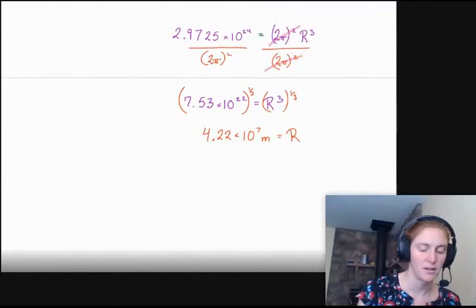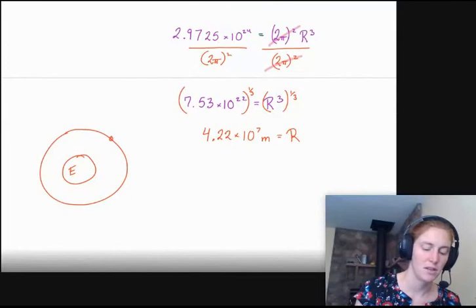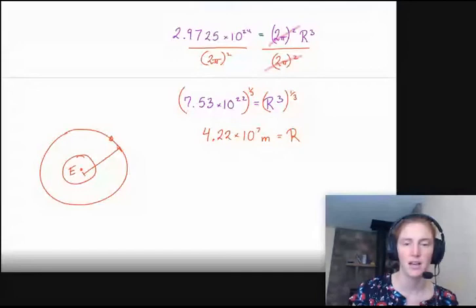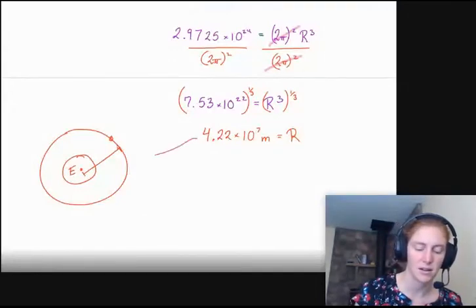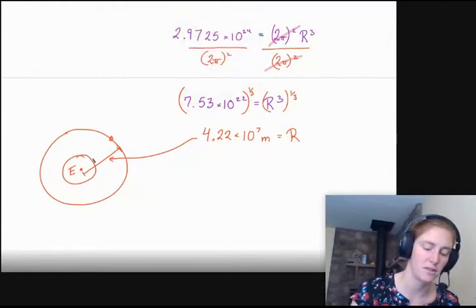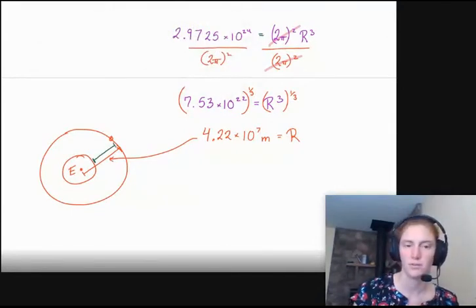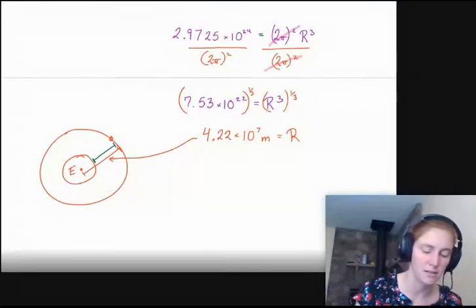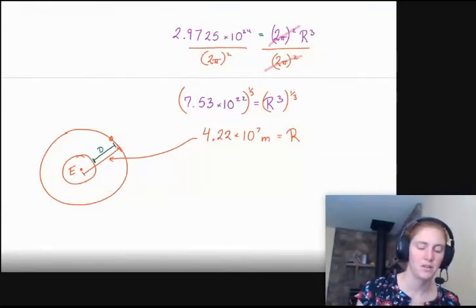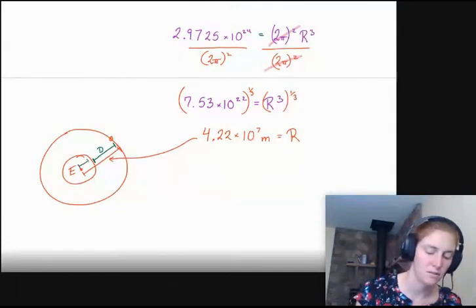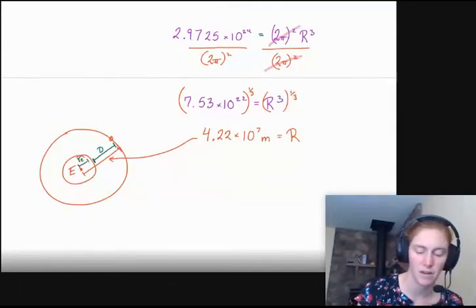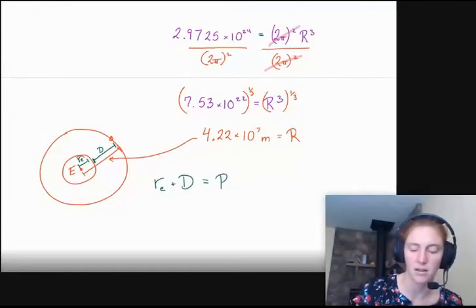Now, if you remember, here's my Earth and my satellite up here. And so this r is from the center of the Earth to the center of the satellite. So that distance is this r. So I wanted to know in this question, how far is it from the surface of the Earth to the satellite? And we're going to call that d. Well, if I know the radius of the Earth, which we'll call RE, then the radius of my Earth plus d needs to be equal to this r that I just got.